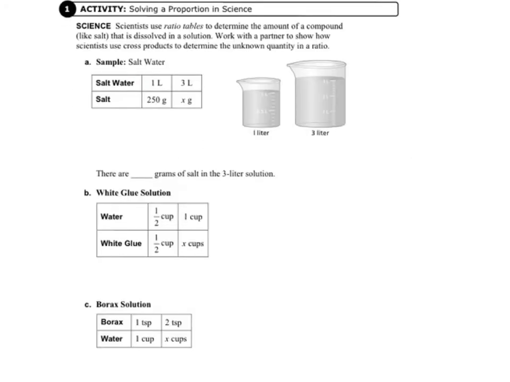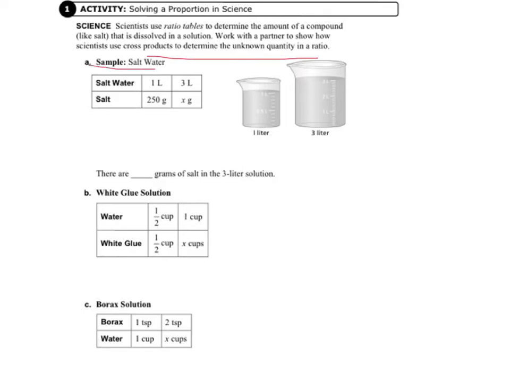Today we'll be starting on page 71 in your record and practice journal. At the top, it tells us we'll be solving a proportion in science. Scientists use ratio tables to determine the amount of a compound, like salt, that is dissolved in a solution. We're going to use cross products to determine the unknown quantity in a ratio.